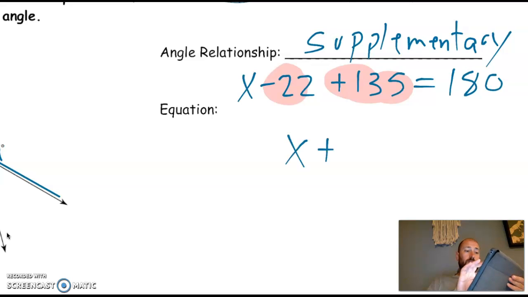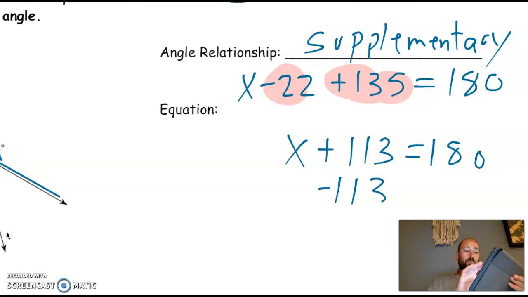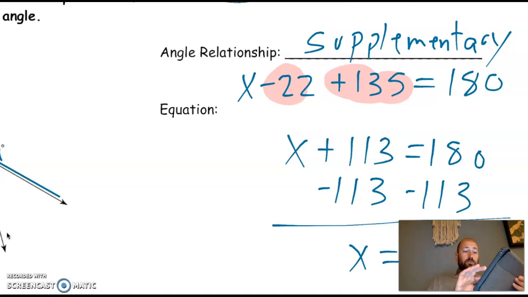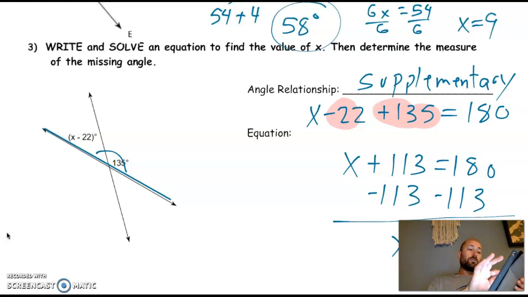So combine like terms again, negative 22 and 135. So x plus 113 is equal to 180 minus 113. X is equal to 67. Determine the value of x. X is equal to 67. Find the measure of the missing angle.